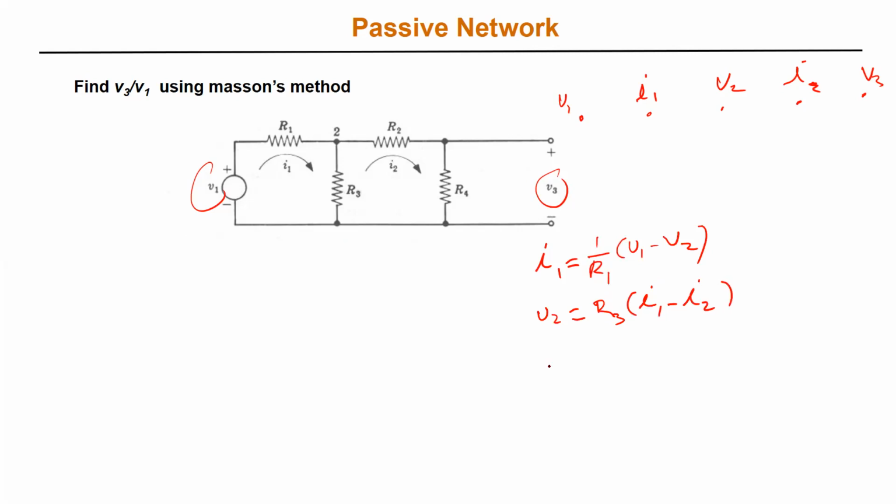I1 minus I2. Okay, now I need I2. What's I2 equal to? V2 minus V3 over R2. V2 minus V3 over R2. Finally, V3.